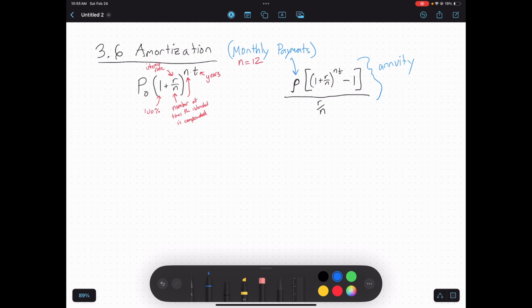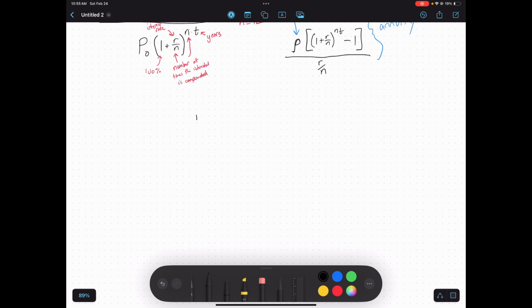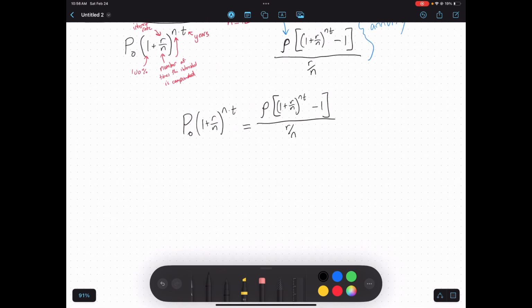It lets me answer those questions by simply setting these two equations equal to each other. Because what that does is that calculates when will my total payments end up equaling my full loan amount. Meaning I have completely paid off my loan. And that's what this formula does. And this right here is amortization.